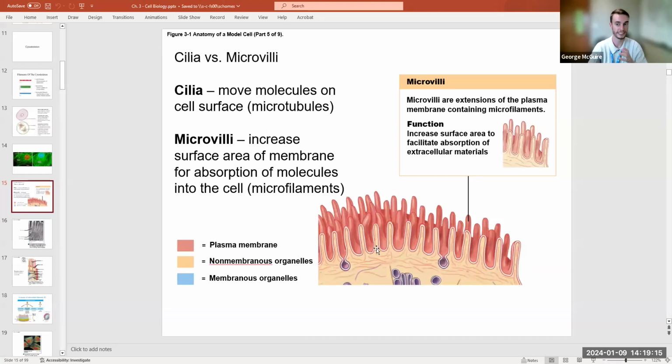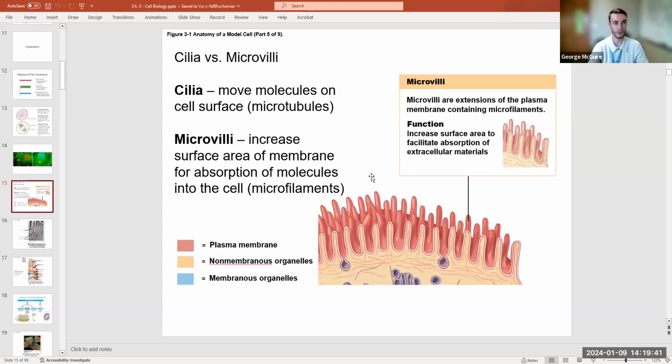Microvilli are very similar in that they are still these short extensions, and there's many of them, almost hair-like, outside of the cell. But the purpose of a microvilli is not to move at all, but rather to just increase the surface area of our membrane. So instead of this membrane being flat, all these extensions are increasing the amount of membrane that is interacting with the environment in this space.